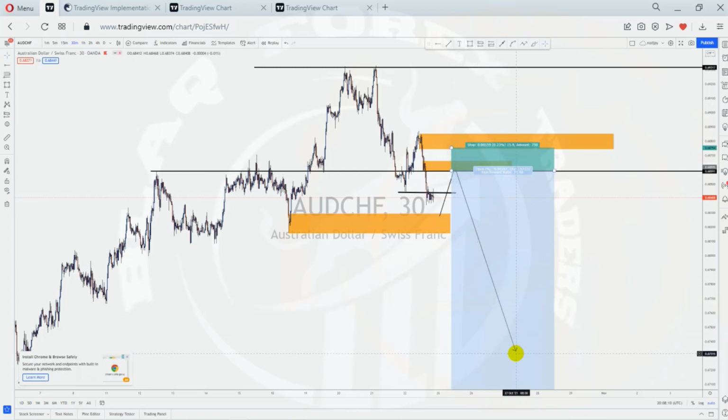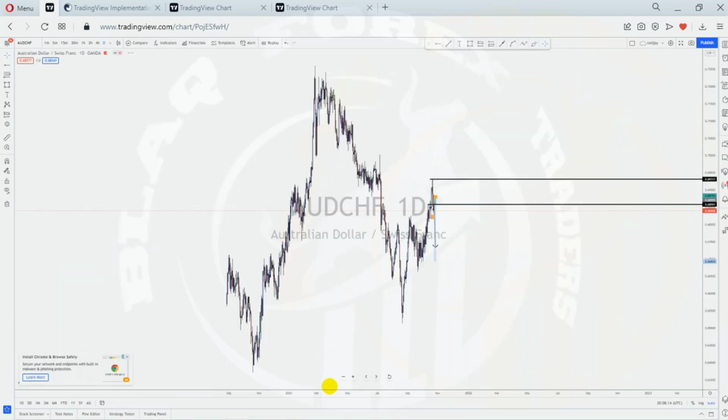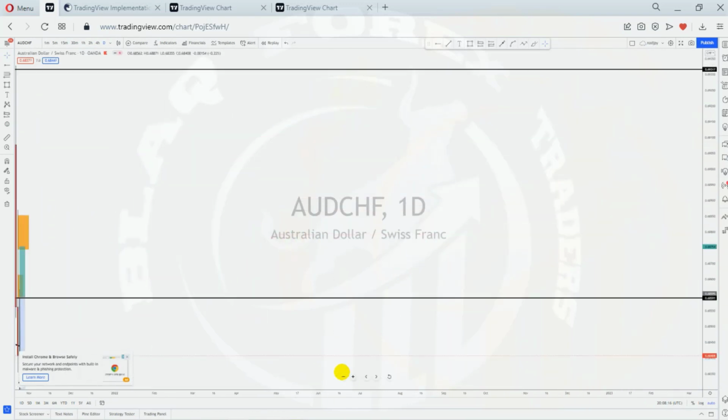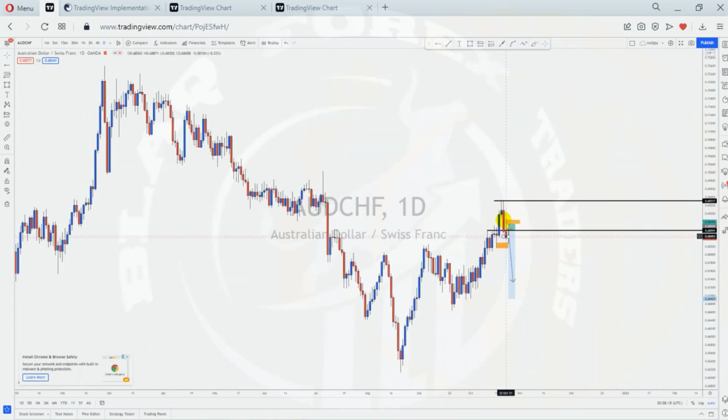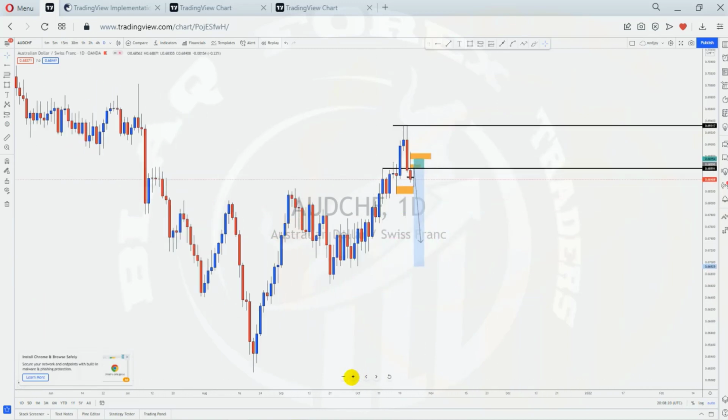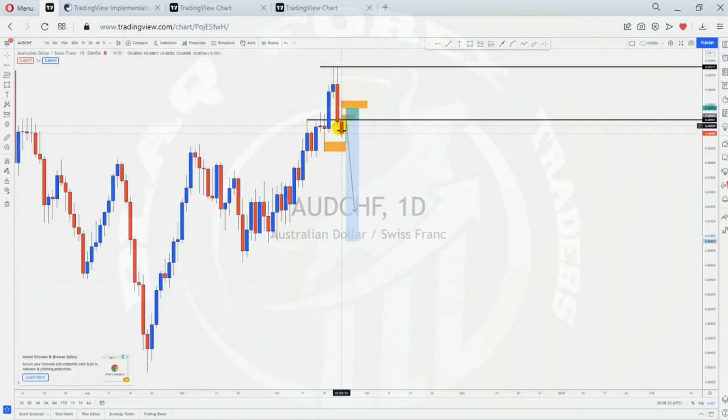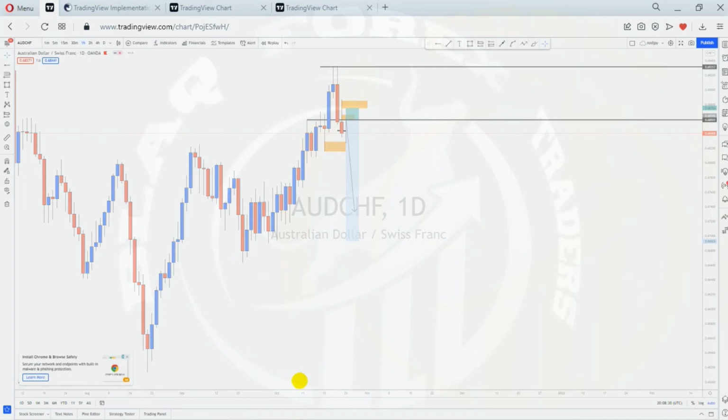Then the market will continue with a drop, because if I go to daily, you will see that the market is rejecting. As you can see, the market is rejecting with a huge momentum. Then they'll just make a small pullback, then they continue going down. So that's all on AUD CHF.